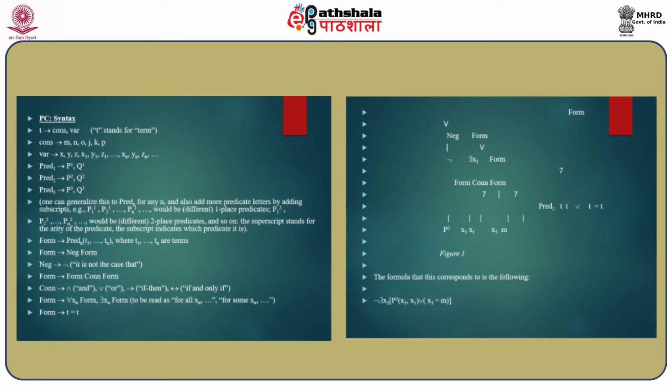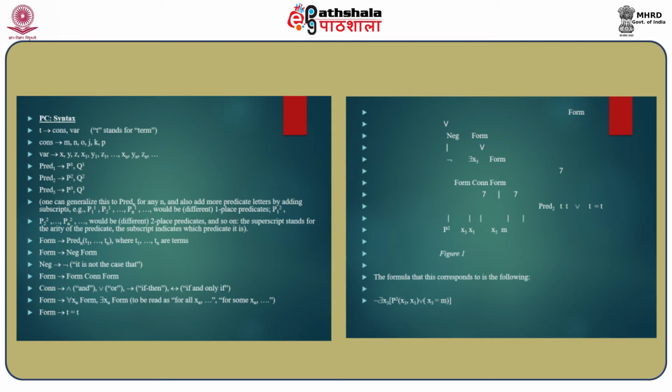Another rule that we need to consider says that pred sub 1 goes to P Q, pred sub 2 goes to K, pred sub 3 goes to G.